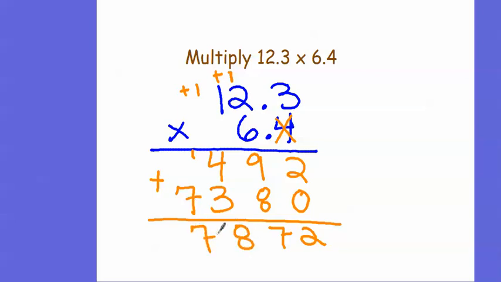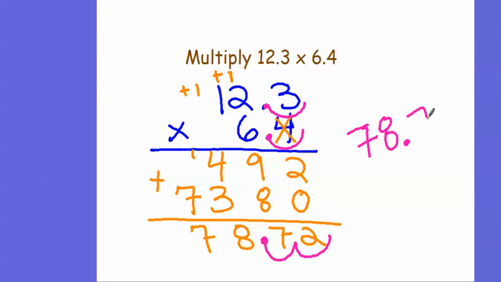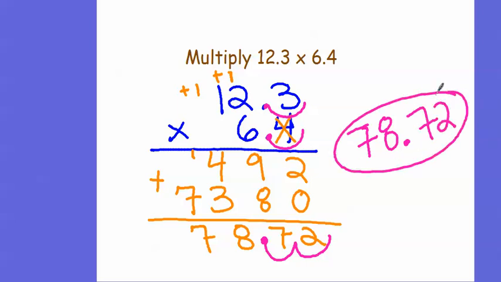All right, to get our final answer, we're going to look back. Add our decimal place value. We've got 1 place value over, 2 place values over. So we're going to move it over 2 place values. So our final answer is 78 and 72 hundredths.